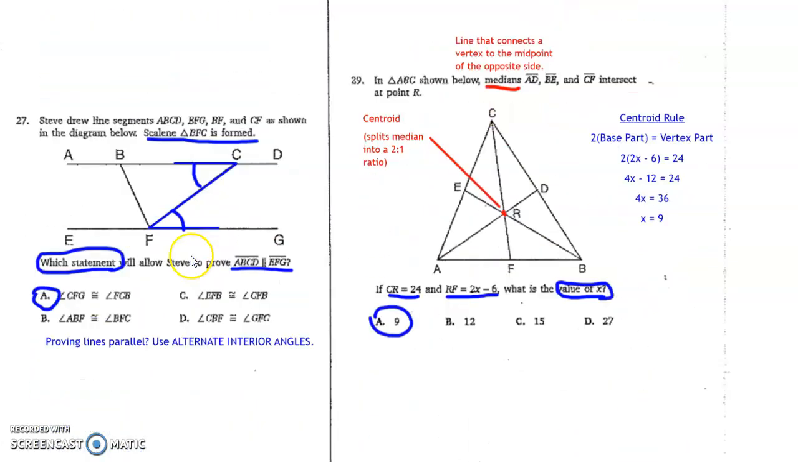All right, question 27, it tells us that a scalene triangle is formed between these two lines, and it's trying to prove that these two lines are parallel to each other. Well, if two lines are parallel to each other, then you should probably know that the alternate interior angles are going to be congruent, which means all 4 of these statements have angles, but only one of them has alternate interior angles. That's this angle here and this angle here, for example, CFG and FCB respectively.